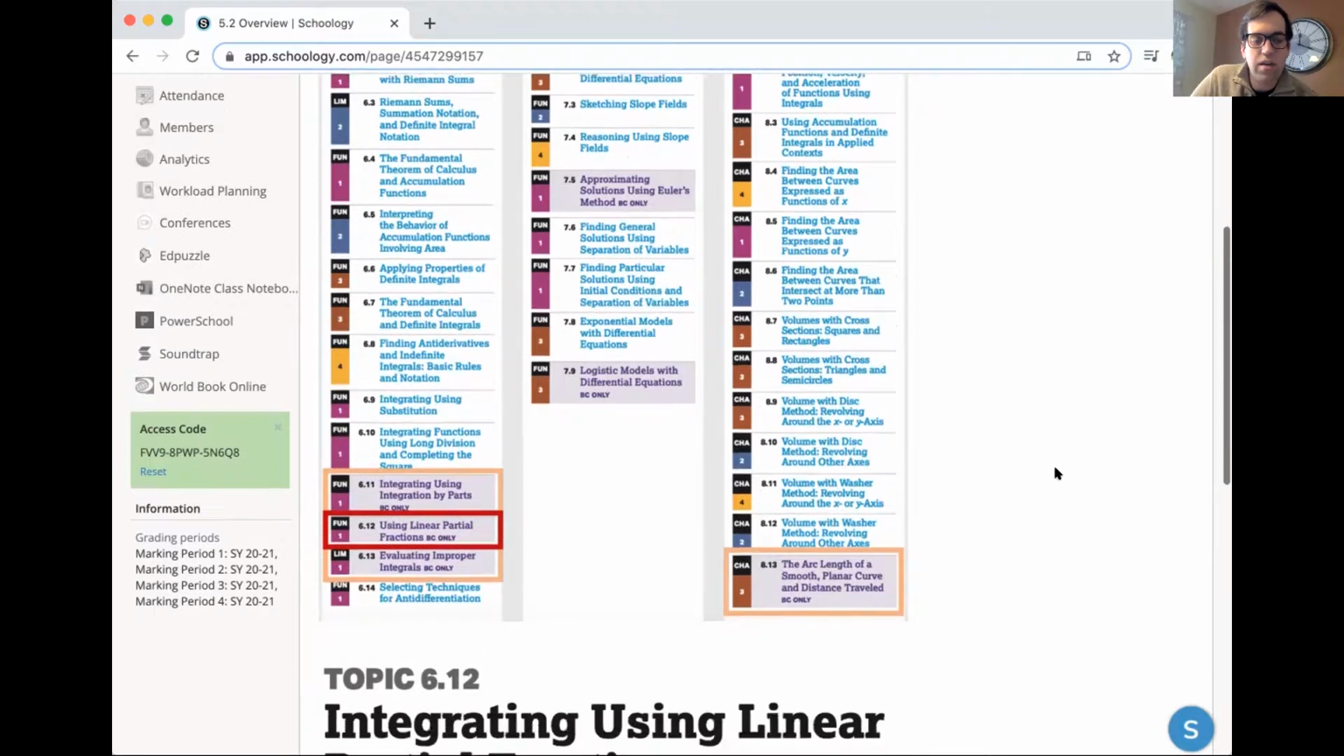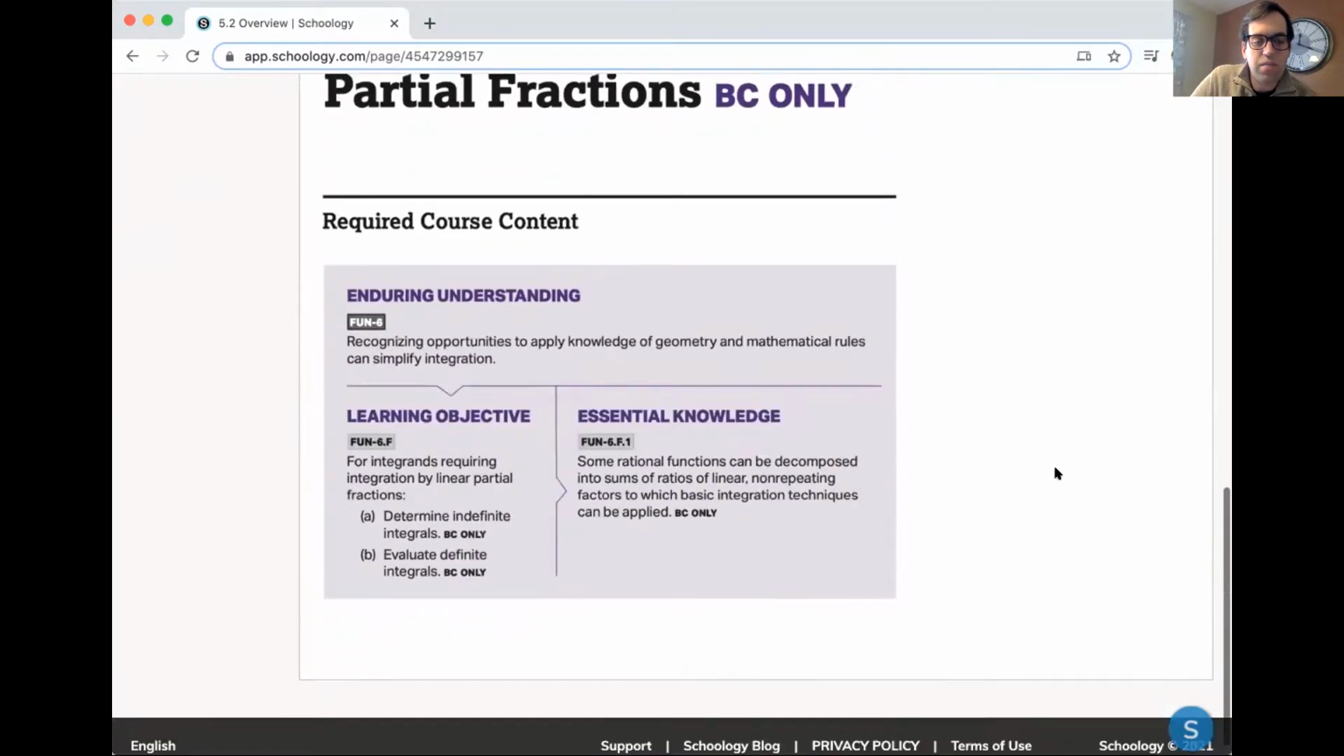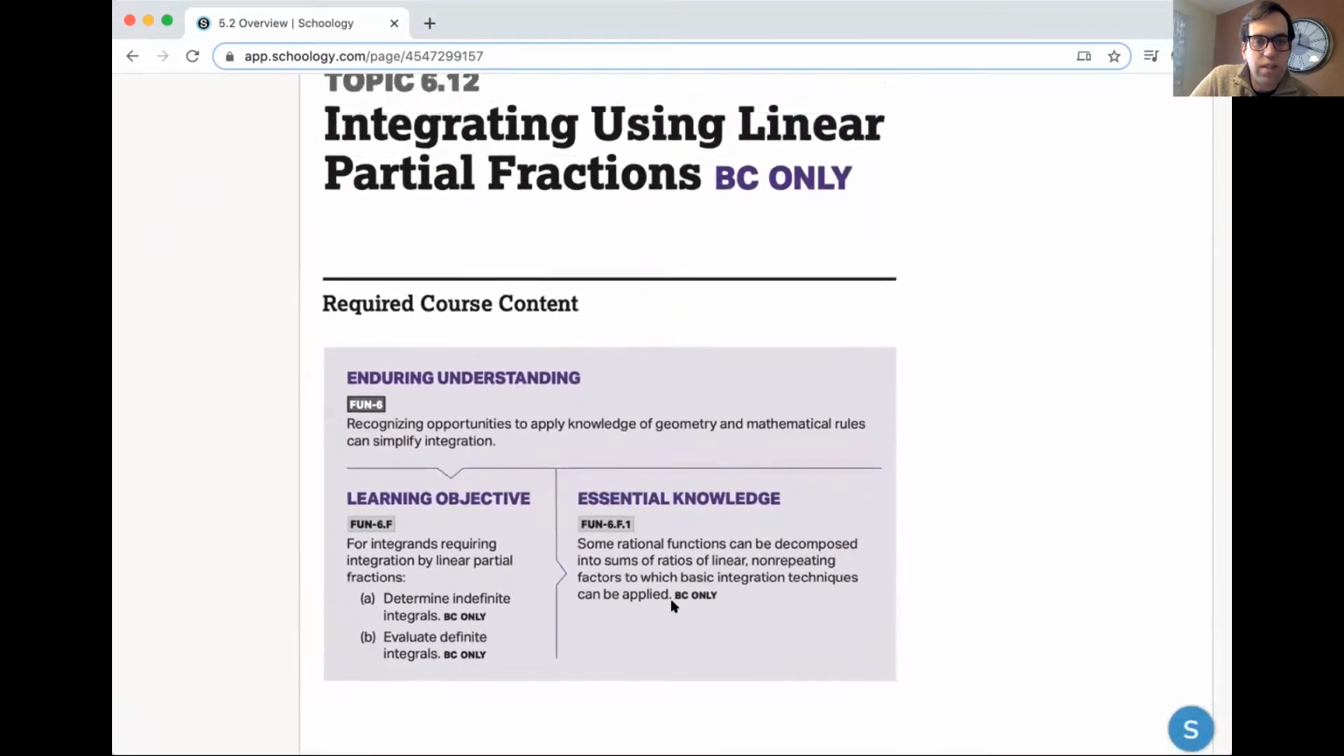before we apply it to integration. And you can see right down here, we've got the more detailed version from College Board that says the essential knowledge is some rational functions can be decomposed into sums of ratios of linear non-repeating factors to which basic integration techniques can be applied. So that's what we're going to be looking at today. Let me switch over to notes.